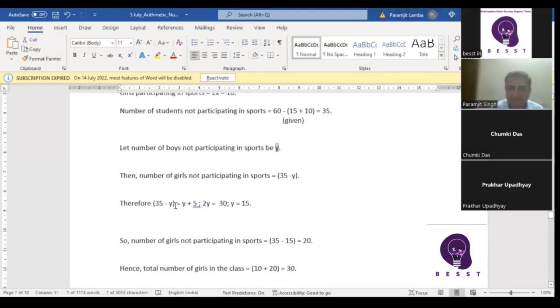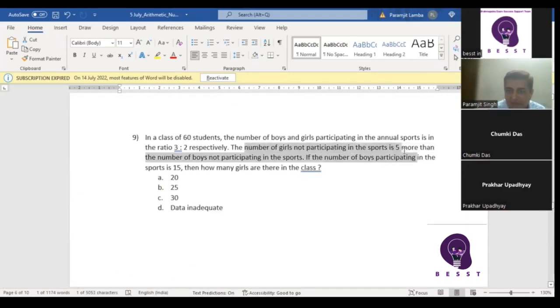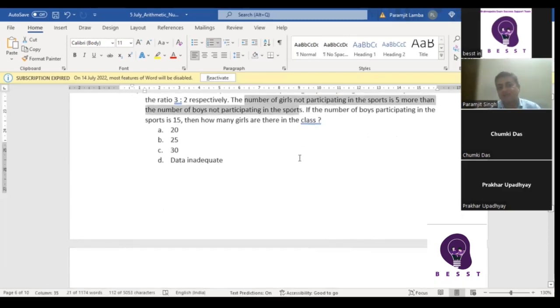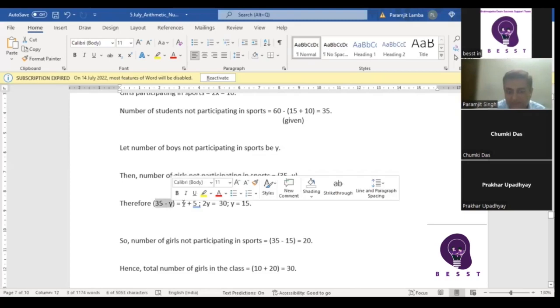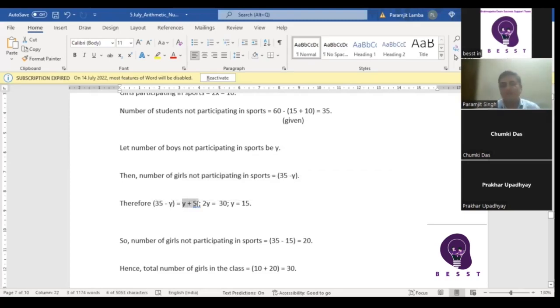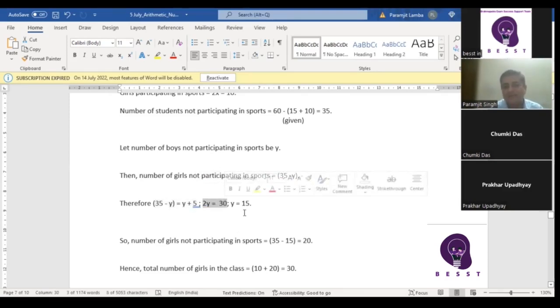Therefore, 35 minus y equal to y plus 5. Where is this coming from? The number of girls not participating in sports is 5 more than the number of boys not participating. So number of girls not participating in sports is 35 minus y. Y was number of boys not participating in sports. So when we calculate this equation, the y on the left will shift to the right. It will become 2y, and 5 will shift over here and get subtracted from 35. So 2y equal to 30, which means y equal to 15.